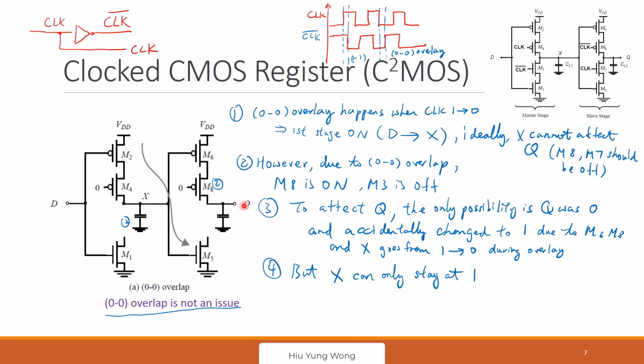You're not changing me. If my data were at 0, you can change me to 1, but this requires X to change from 1 to 0. But X cannot change from 1 to 0 because X is connected to VDD. Okay, but if X were at 0, then this were at 1 already. So it's not going to get corrupted. So there's no problem with 0-0 overlap.